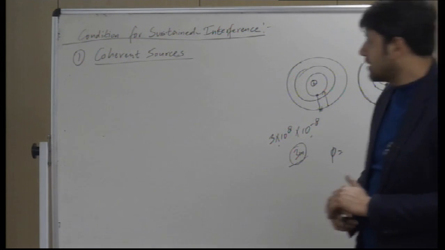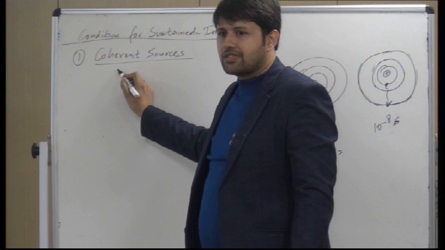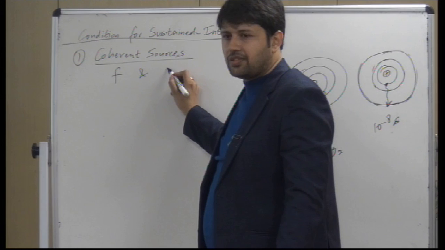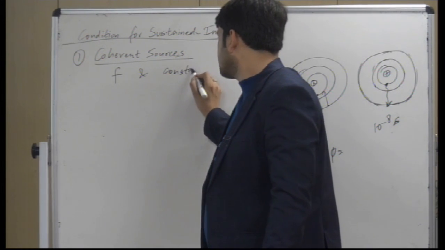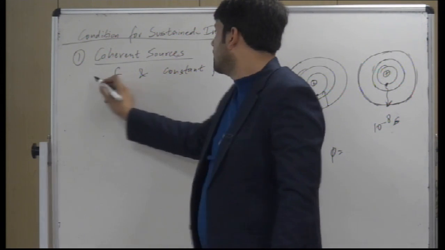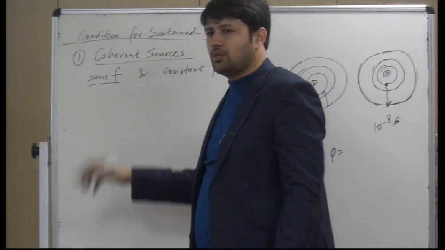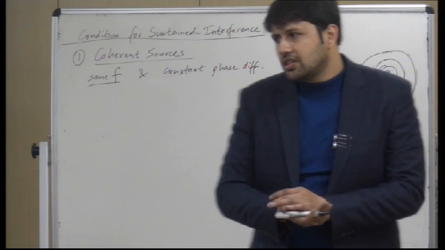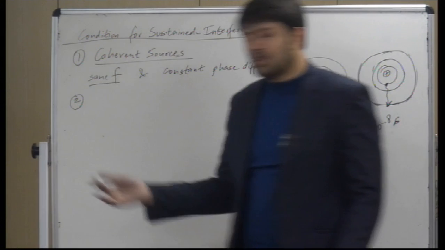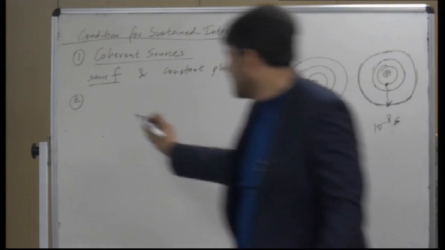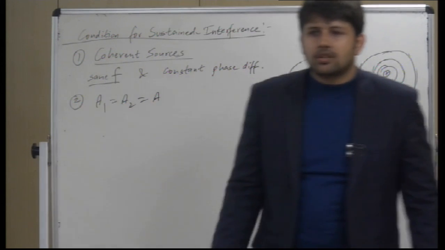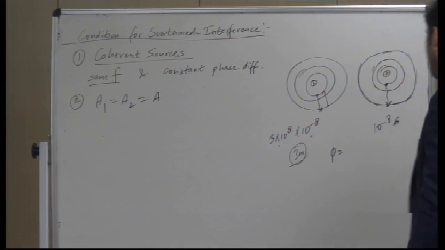So you need coherent sources, which are the sources which have same frequency and same phase or constant phase difference. Okay, same frequency only can never cause sustained interference. You need both. Second thing, to have good contrast, you need to have A1 equal to A2, so that dark fringe becomes totally dark. It would have a good contrast, right?